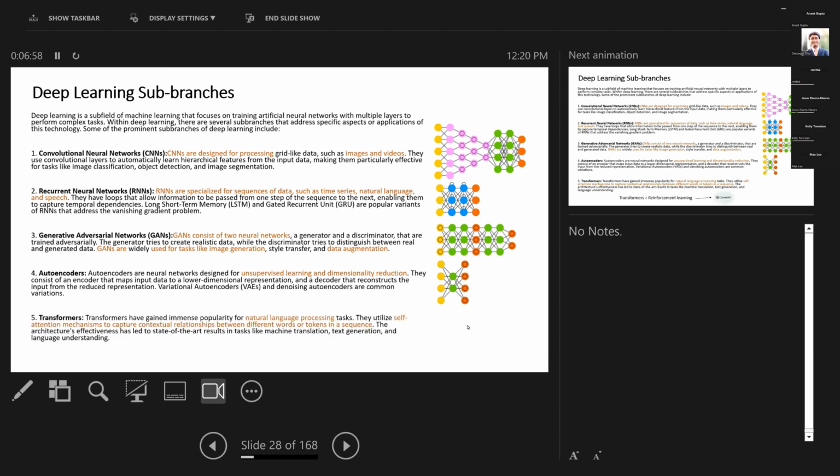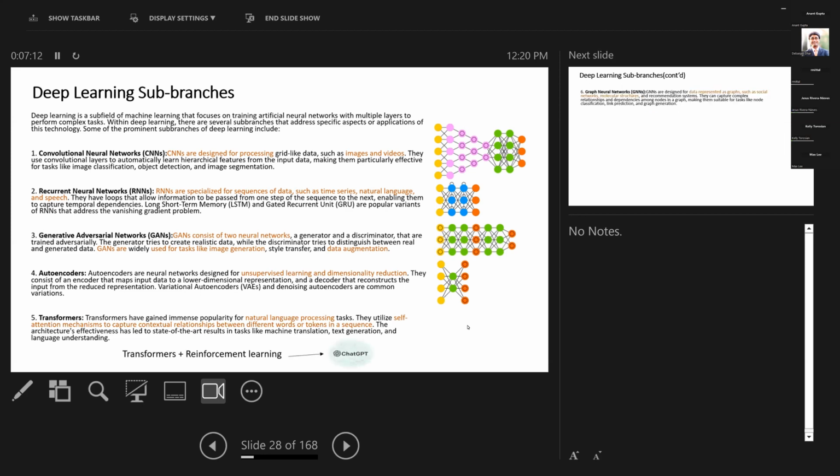And a very popular one, transformers, used for natural language processing. They have a mechanism called self-attention, which captures contextual relationships between different words or tokens. One popular one is ChatGPT, so you guys probably know it. They combine transformers with reinforcement learning, so every time you use it and you provide your input, you're helping the company.